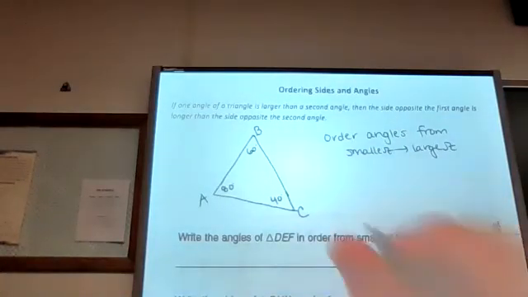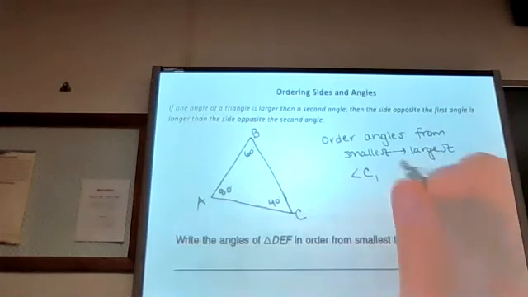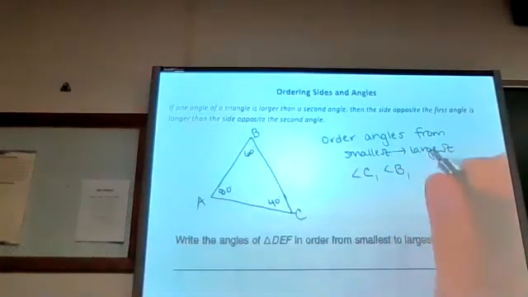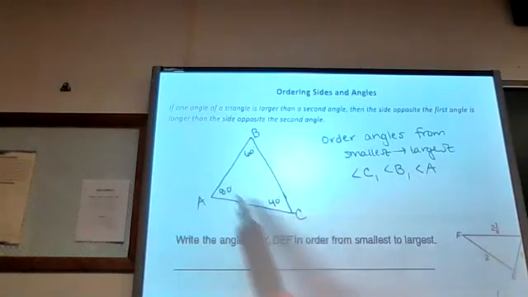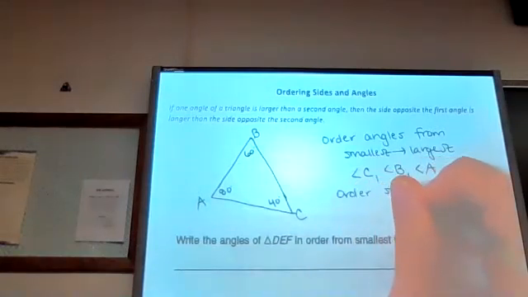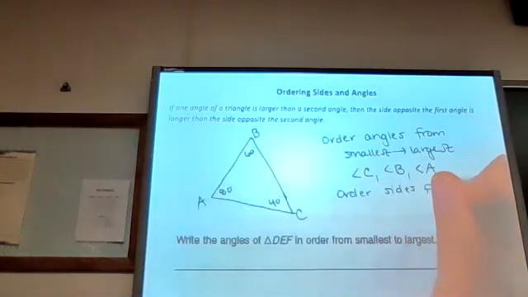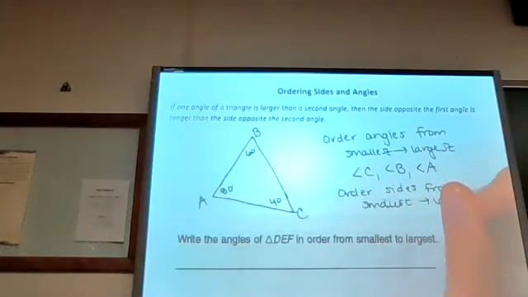What angle is the smallest? 40, C. Angle C. Which angle would be the next smallest, or the one in the middle? B. And the angle that's the largest is A. Okay, so just looking at the diagram, I can order my angles. Now, what we are also going to be able to do is order the sides, going the same order, smallest to largest.